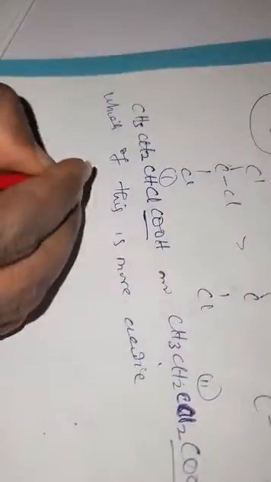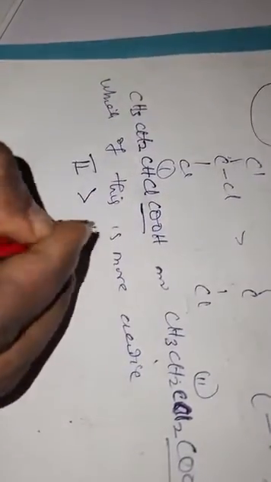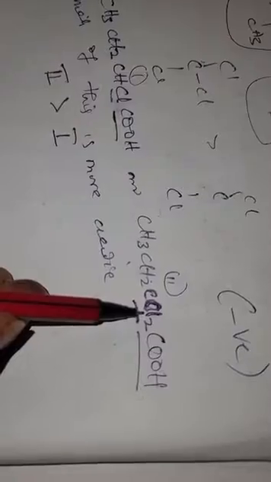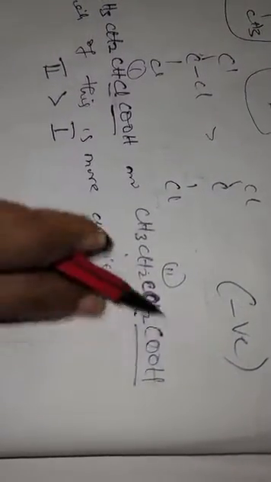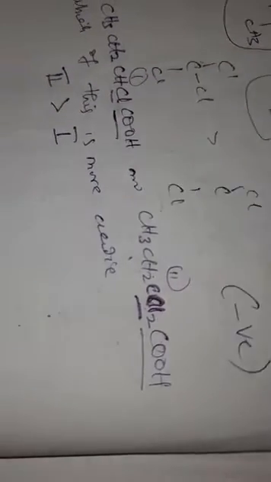So the second one, 2 is more acidic than what? Than 1. Why? Because we have 2 chlorine here, we have just 1. The more the chlorine, the more inductive effect. It wants to withdraw electron from the center. And you know an acid is what? What is an acid? It's a substance that does what?